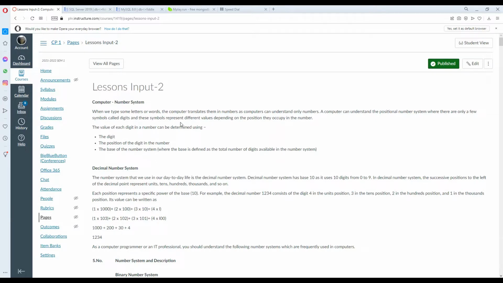Now let us begin. Computer number system. When we type some letters or words, the computer translates them into numbers, as computers can understand only numbers. Take note, computers can only understand binary numbers, zeros and ones.